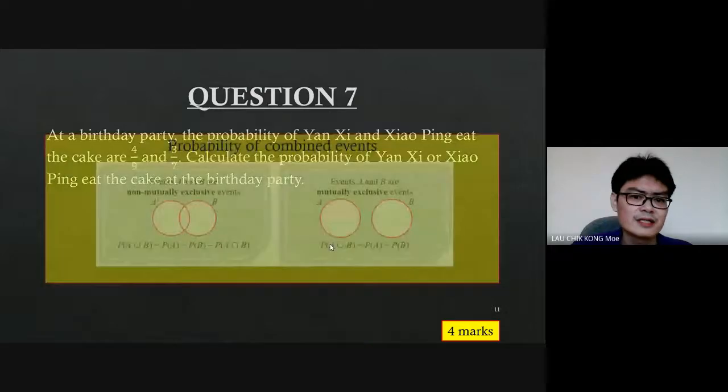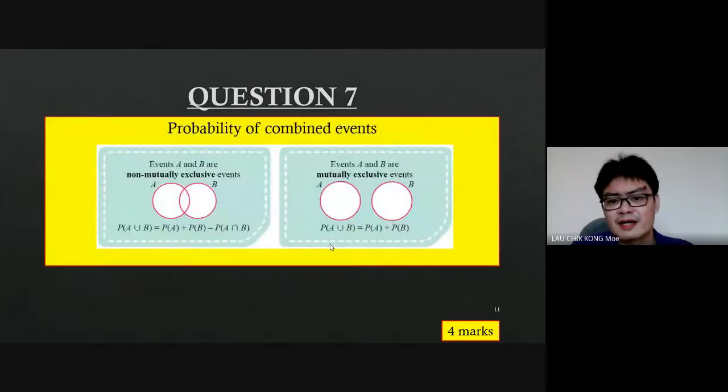Number 7 is about the probability of combined events. Actually, for this question later on we will use non-mutually exclusive events. We have 2 types: non-mutually exclusive or mutually exclusive.